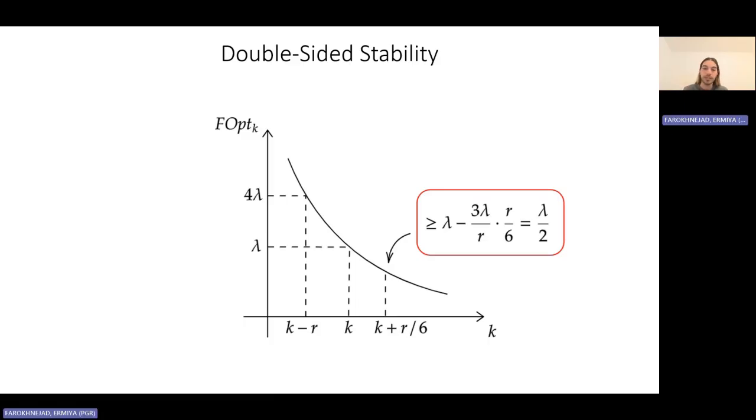Now, if we combine this with the lazy update lemma, it shows that no matter how you change the space by R by 6 many points, the value of opt k is not going to drop by more than a factor of 2. And this shows that side of the inequality where stability is always omega of redundancy. And this shows the double-sided stability lemma.